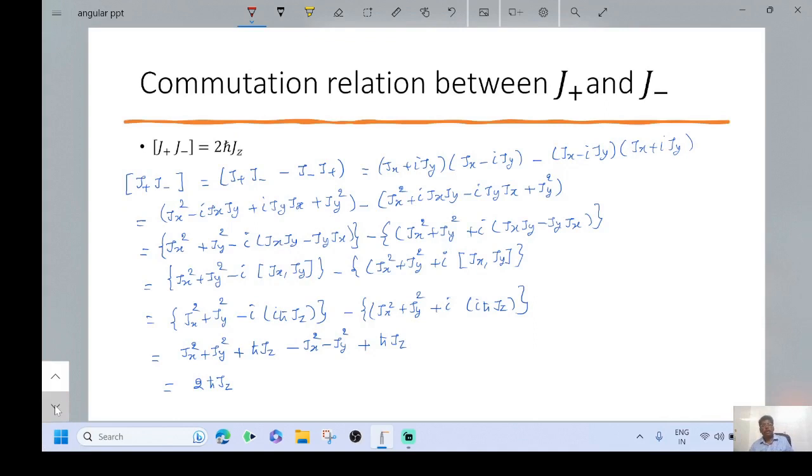Now see the commutation relation [J plus, J minus] equals 2 h cross Jz. For that, [J plus, J minus] equals J plus J minus minus J minus J plus. Substituting the J plus value and the J minus value, then multiplying and simplifying, we get 2 h cross Jz.